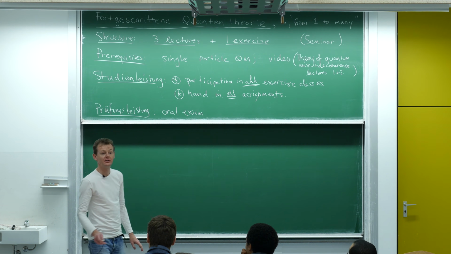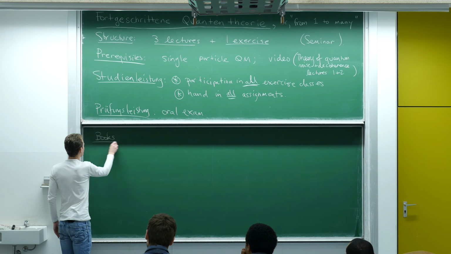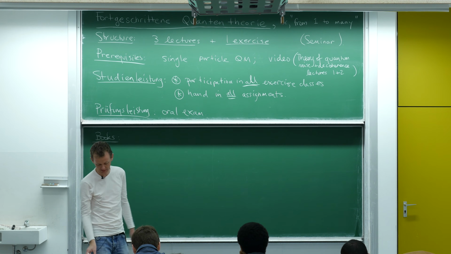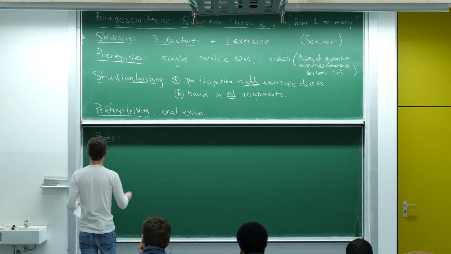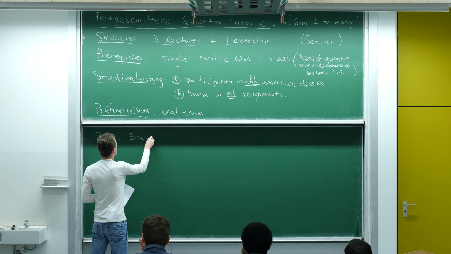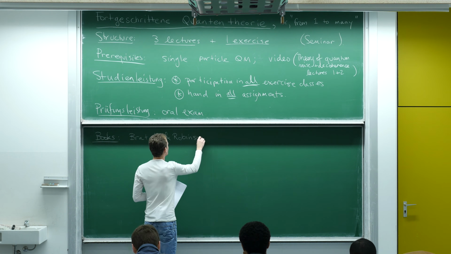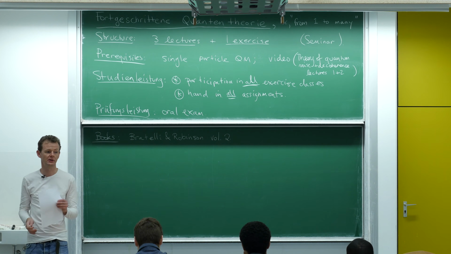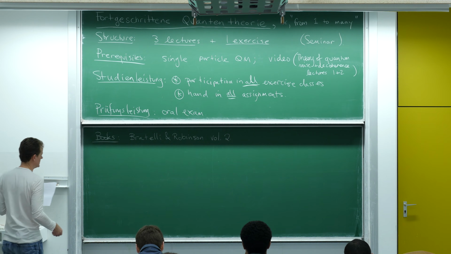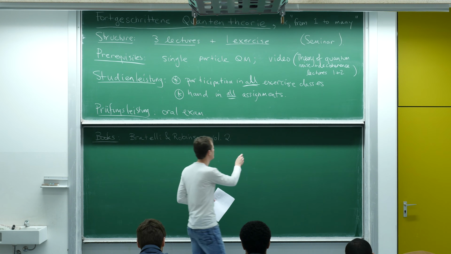Good. Let's come now to the source material. What can you look at beside these lectures? I'm basing this course principally on, let's say, 3-4 books. The first book, which covers second quantization, is Volume 2 of Bratteli-Robinson. I will get more to the actual subject matter in a moment.